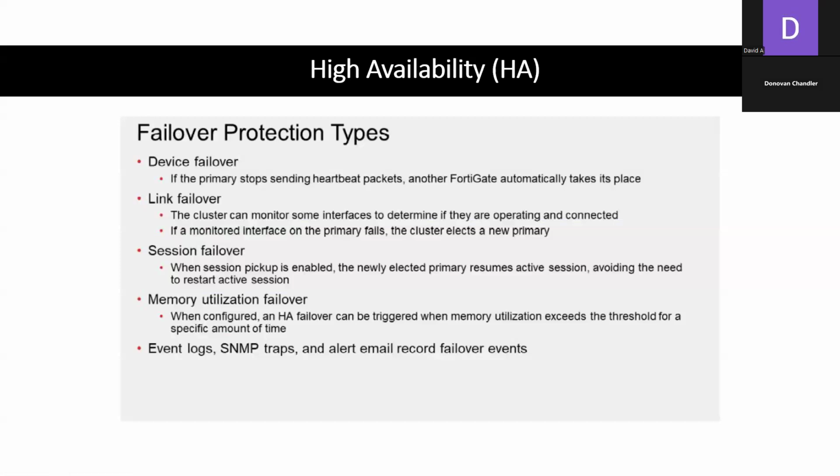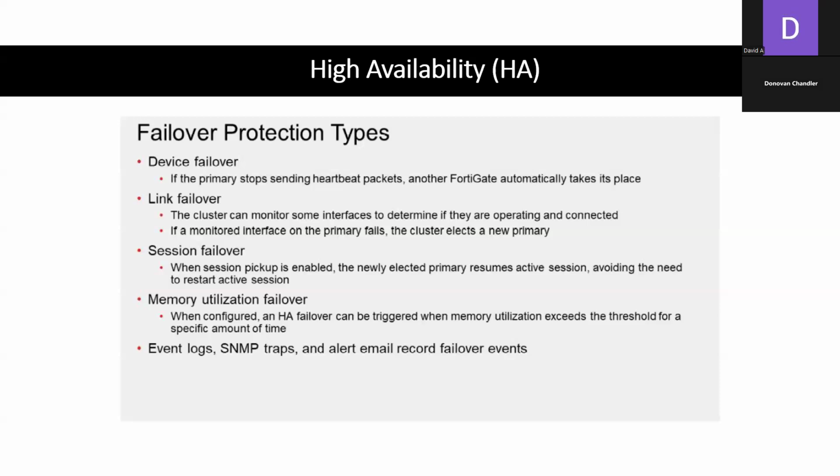All right, so what are the different types of failover protection types, right? So let's start with device failover. Device failover is triggered when a primary FortiGate stops sending heartbeat traffic. You guys learned about that yesterday and mostly this week, starting last Saturday, right? When of course the FortiGates in the clusters stop hearing heartbeat traffic, the secondaries renegotiate and select a new primary. That is a failover protection type.